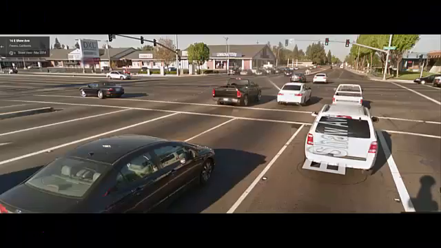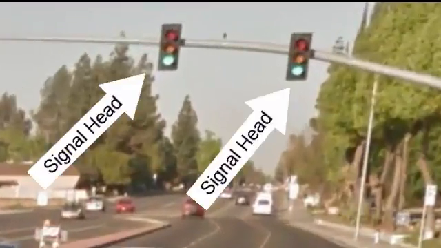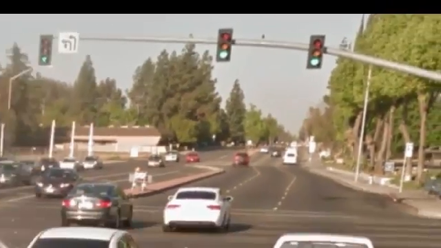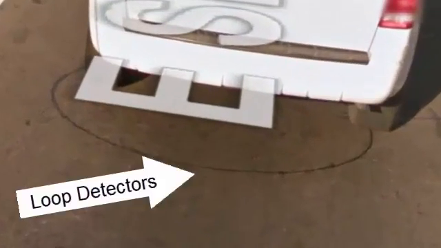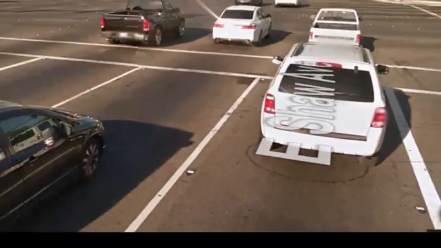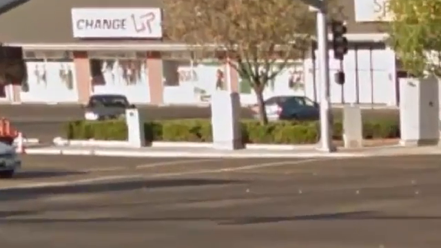This is a general intersection. These are the signal heads that display the lights. This is a loop detector that detects the presence of vehicles. And this is a cabinet where all the information is used for traffic timing.